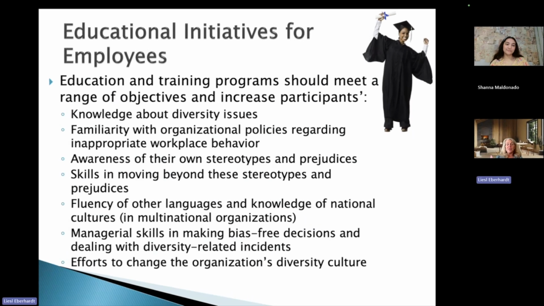So, educational initiatives for employees: education and training programs should build several things at once. Knowledge of diversity issues, familiarity with organizational policy on inappropriate behavior, awareness of participants' own stereotypes and biases, skill in moving past those biases, language and cultural fluency in multinational organizations, and managerial skills in making bias-free decisions and handling diversity-related incidents when they come up.